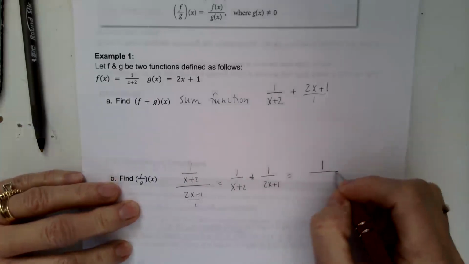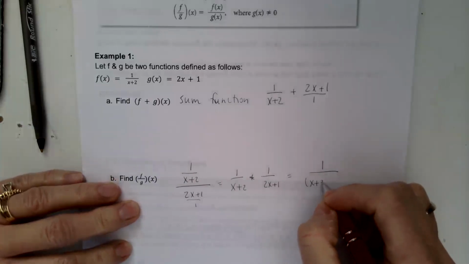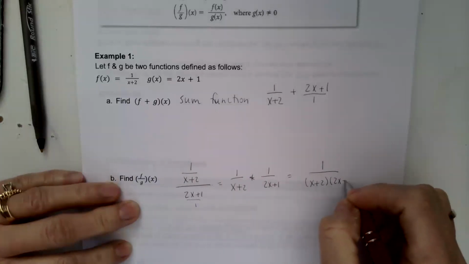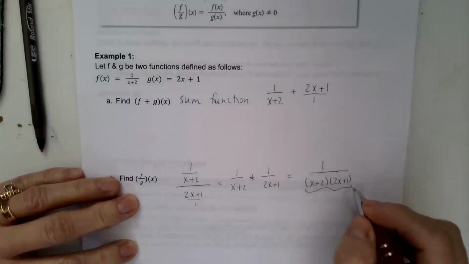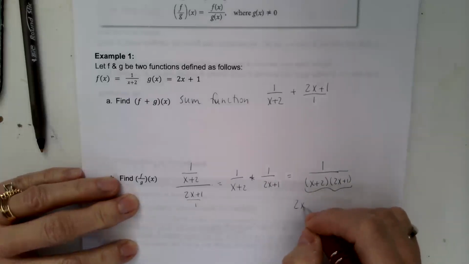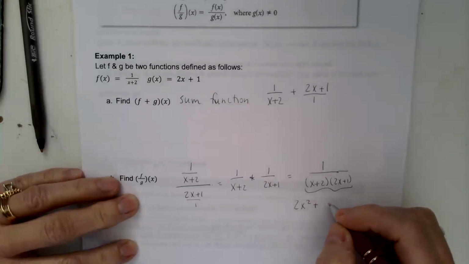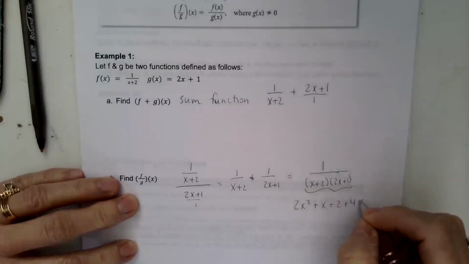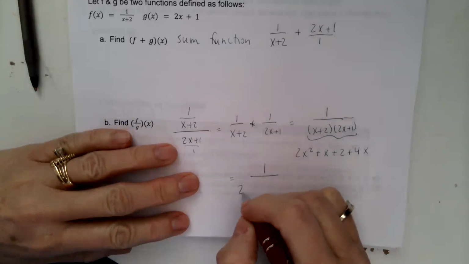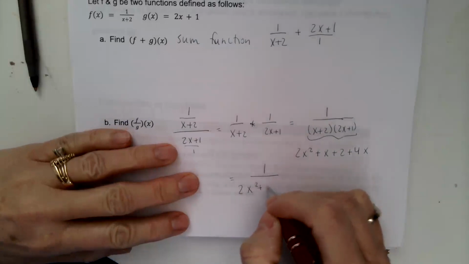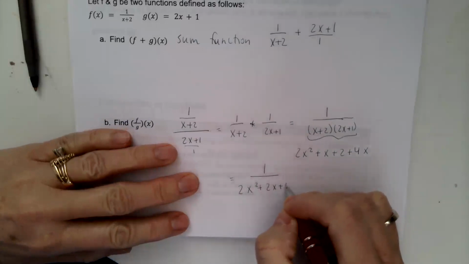So it's really the function of x, 1 over x plus 2 times 2x plus 1. And we could FOIL these, to get a final answer of 1 over 2x squared plus 2x plus 6.